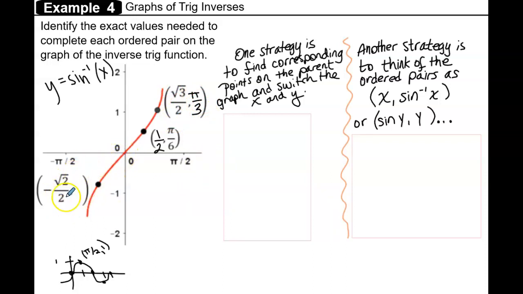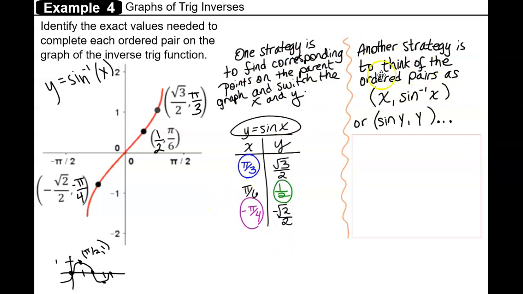Then here, be careful, students are tempted to say that this is pi over 4 that produces a negative root 2 over 2, but pi over 4 is just the reference angle, right, for the first quadrant. So since we're here in the negative x and negative y directions, this is quadrant 4, that makes this a negative pi over 4 as the y value. So that comes from the strategy of finding the corresponding points on the parent graph and switching the x and the y.